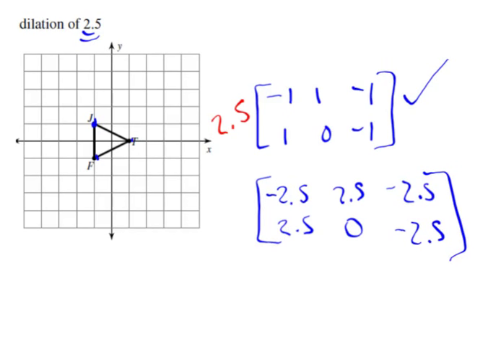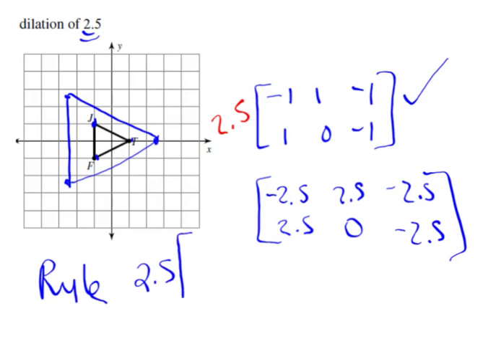That tells us all of our new ordered pairs. So J prime is -2.5, +2.5. So it's right there in the middle. T prime is 2.5, 0, so right here. And then F prime is -2.5, -2.5. So that's right about there. Our new shape looks just like that. The rule for this one is that all the x's and y's got multiplied by 2.5. So it's 2.5 times the matrix xy.